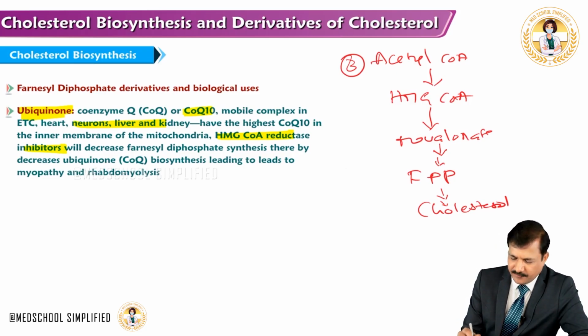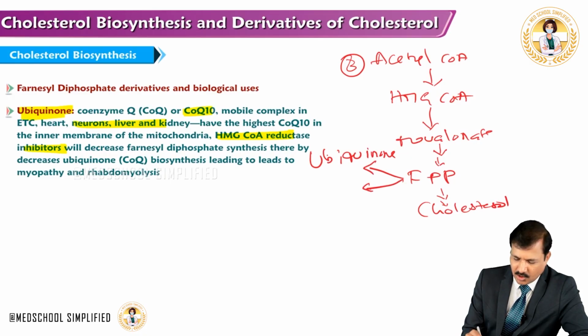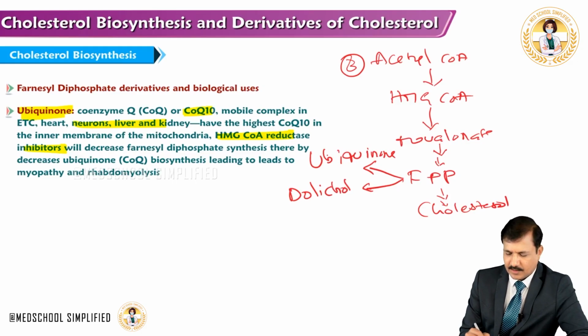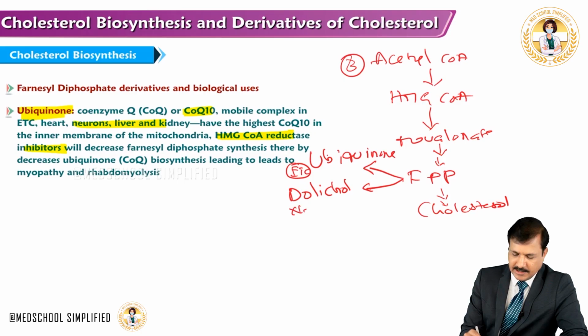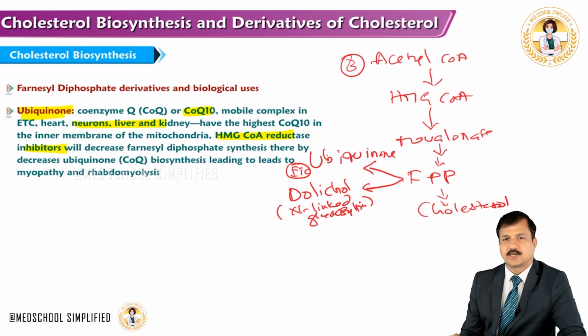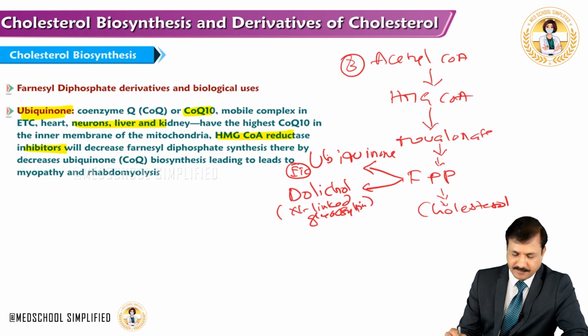Now, this farnesyl pyrophosphate can also go into ubiquinone formation, and farnesyl pyrophosphate can also go into dolichol formation, which we are going to see in the next slide. Ubiquinone is part of the electron transport chain, as we are seeing now, and dolichol is used in N-linked glycosylation. So there are a variety of proteins that need the N-linked glycosylation process. Now, what is the application here?